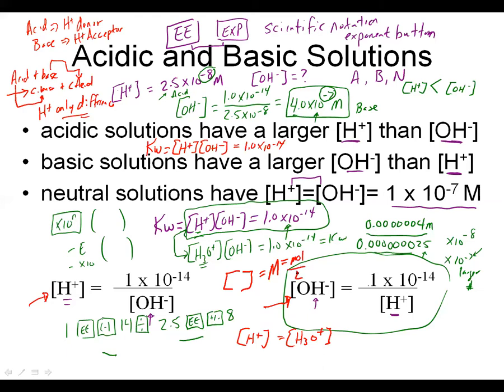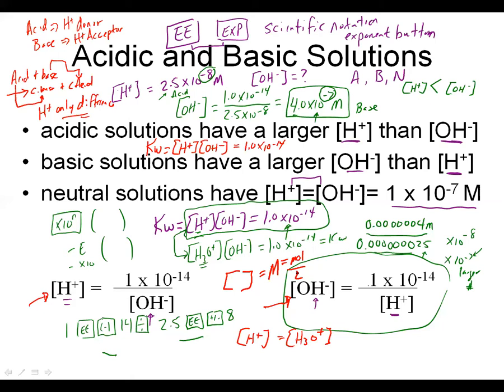So we can compare those two values that we get. We can compare the H plus concentration and the OH minus concentration. And whichever one is larger will tell you whether or not the solution will be acidic, basic, or neutral. So if your H plus concentration is larger, your H plus is really the acid part of the solution. So if that number is larger than the OH minus, which is the base part of the solution, then it will be an acidic solution.